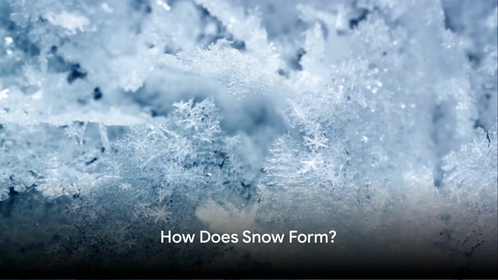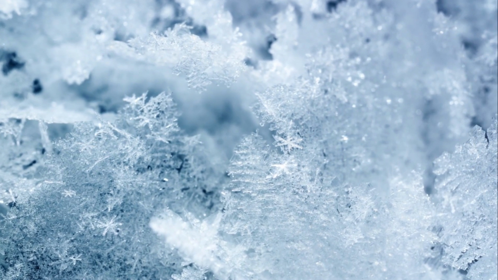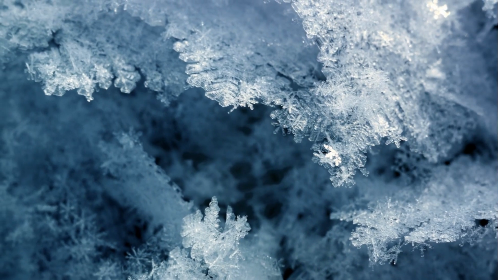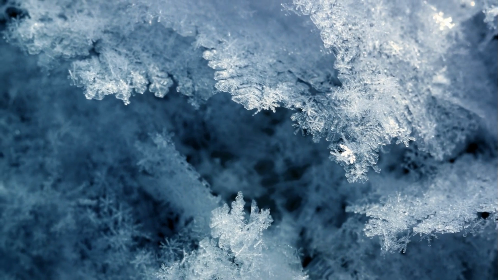Imagine you're in the clouds, it's below freezing, and a tiny ice crystal forms. Now, you're probably wondering how this tiny ice crystal turns into the fluffy snow that you love to play with in winter. Well, it all begins high up in the sky where the temperature is freezing. In these chilly conditions, water vapor in the air skips the liquid stage and transforms directly into ice. This process is called deposition. These tiny ice crystals become the building blocks for snowflakes.